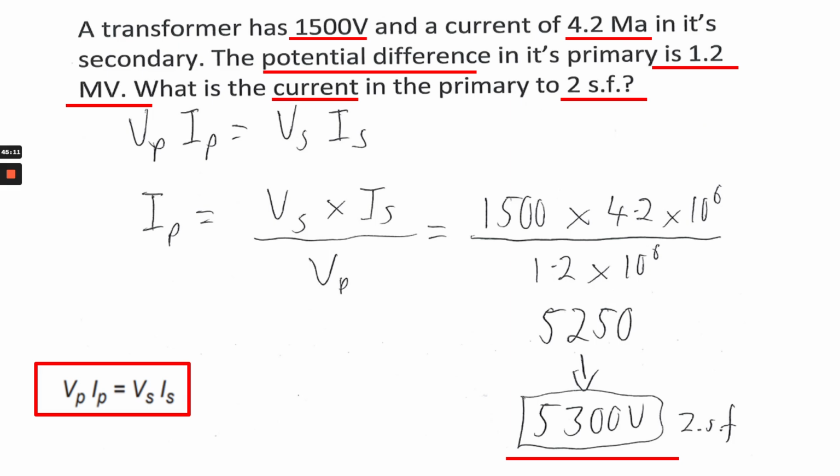Here's another example. This time I'm looking for the current, Ip, the primary current. So I rearrange for Ip, plug in the numbers. Now there's a bit of scientific notation here. 4.2 mega amps means 4.2 by 10 to the 6 amps, and also significant figures as well.